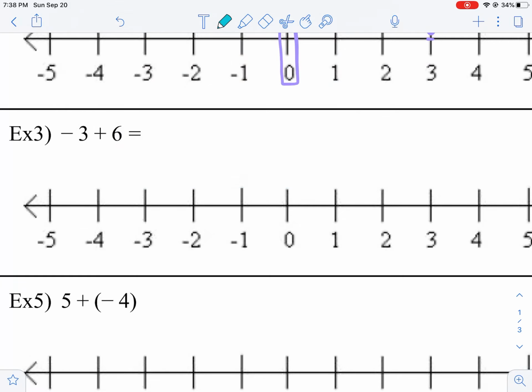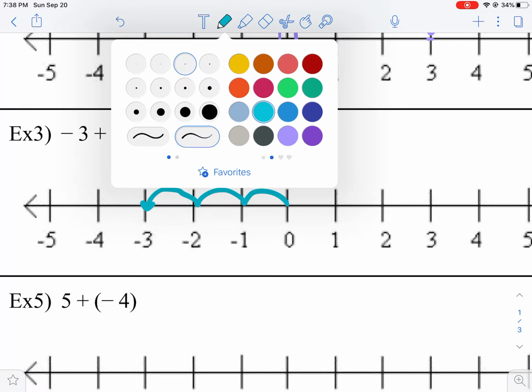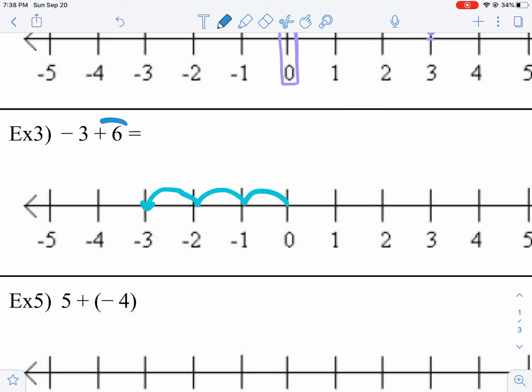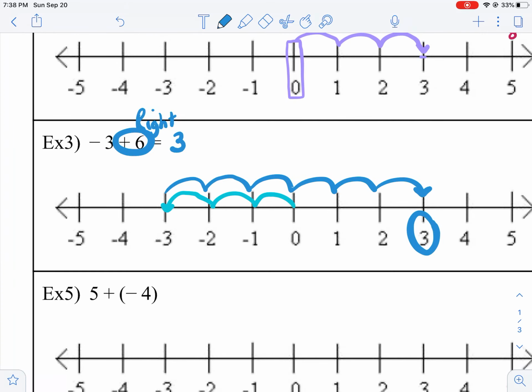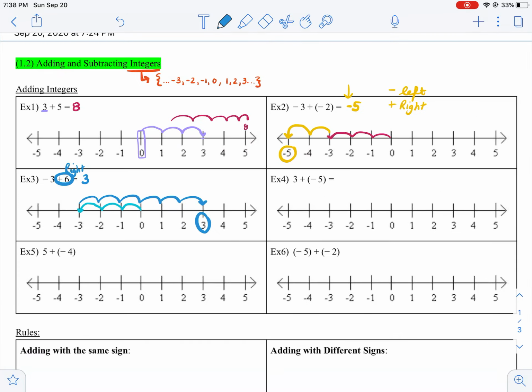Let's do this again. We are at 0 and we go to -3. 1, 2, 3. Okay? And then from -3, I'm adding 6. So I'm adding 6. This means I'm going to the right. I'm gaining, right? So 1, 2, 3, 4, 5, 6. And my answer is +3. So -3 plus 6 is +3.